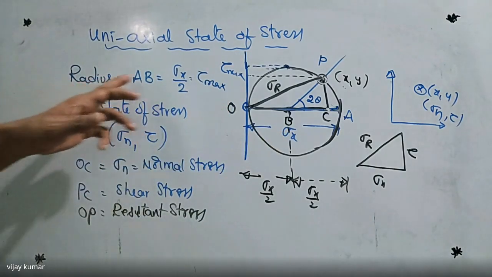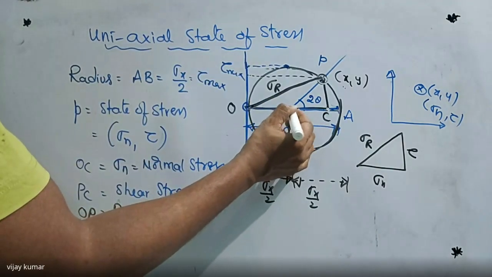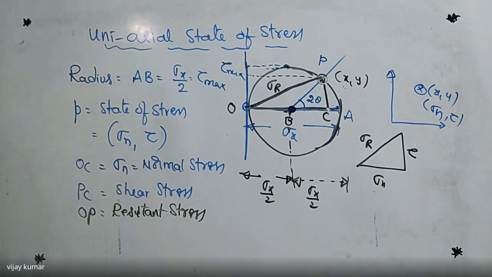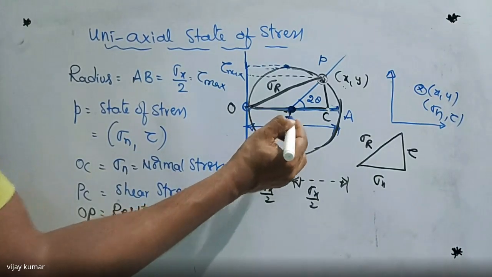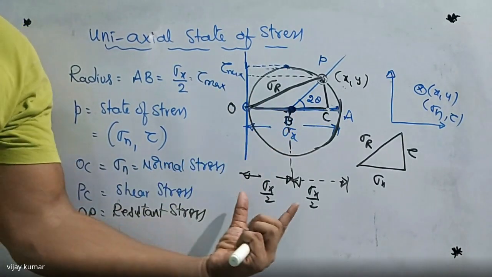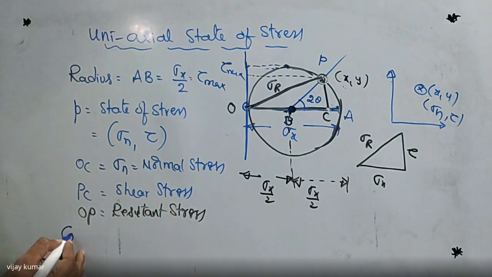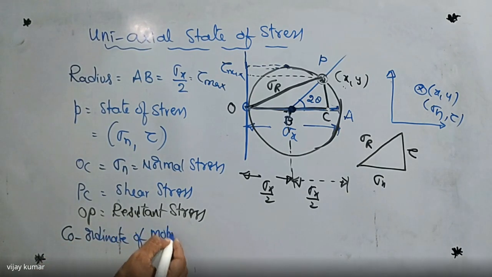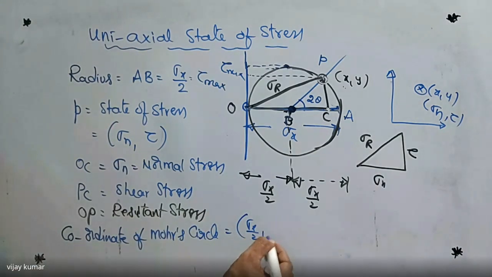So what is the radius here? Sigma x by 2. Now anybody tell me what are the coordinates of the circle? Coordinates of the circle means the center of the circle. On the x-axis, this is the coordinate. B coordinates I am asking. What are the coordinates of B now? From this point, x is sigma x by 2, but on the horizontal line, y is 0. So I am writing here: coordinates of the Mohr circle must be sigma x by 2 comma 0.